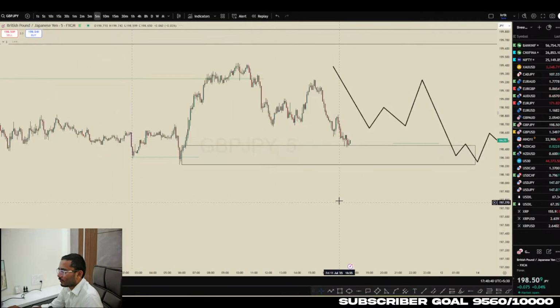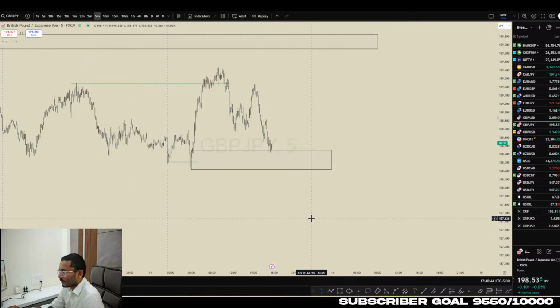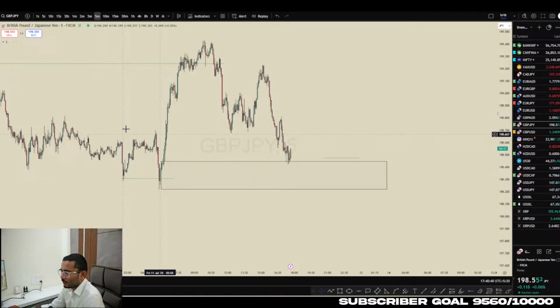Okay, on GJ we can look for buy side now. Logic is very simple. Price swept the liquidity and broke the structure to the upside, and now it has created trend line liquidity over here.